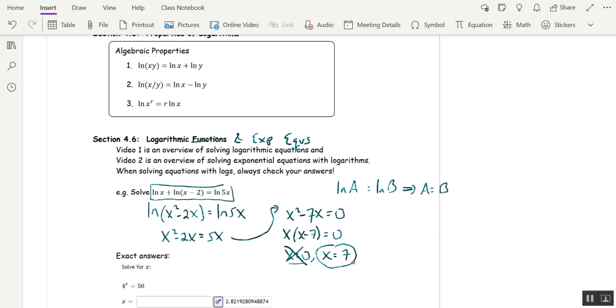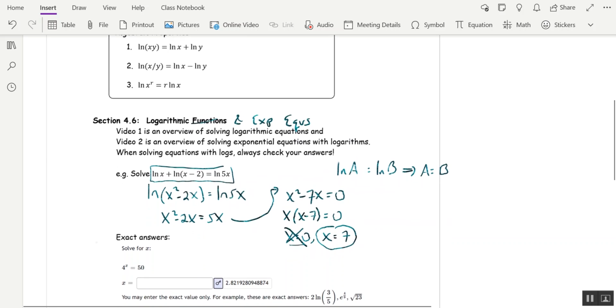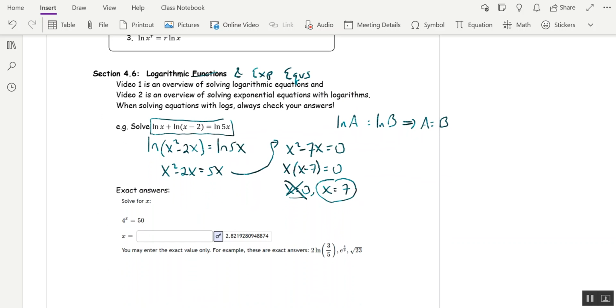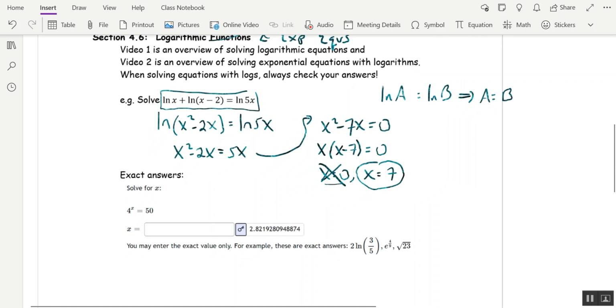All right, and another thing I want to point out about this section is I'm going to require that all your answers are exact. Now, here's a problem right from your homework. Solve 4 to the x equals 50. If you click on the answer key, you'll see a decimal. That doesn't mean you can enter a decimal for your answer and get it right. This is a decimal representation of what the actual answer is. So I'm going to show you how to solve this.